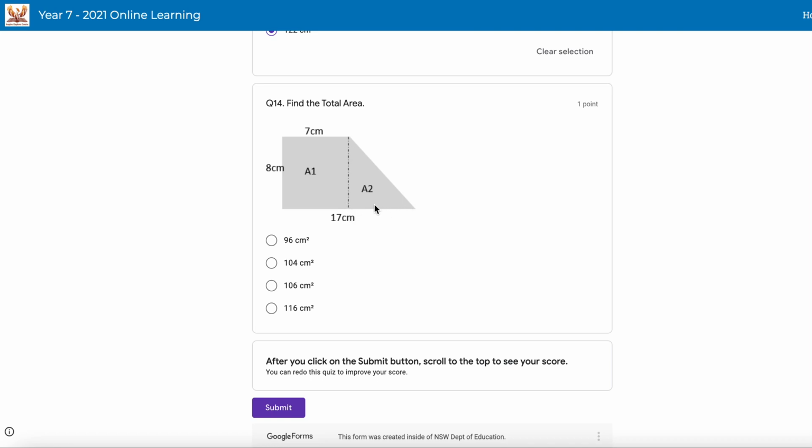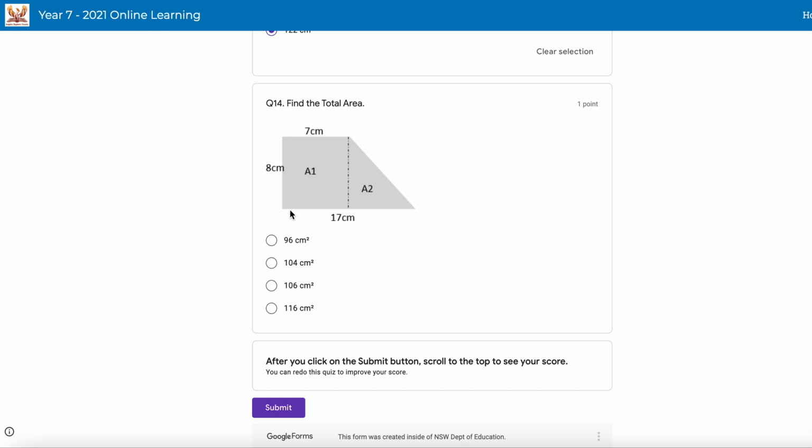But what's the base? We don't actually have a label for the base here. We don't have a value. So we have to work out what the base is ourselves. Now, it has told us that this total length here, the base of the whole composite shape, is 17 centimetres. And it's also told us that up here, this side is 7 centimetres. And now this side up here, well, that's opposite this side in the rectangle, isn't it? And opposite sides in a rectangle have to be the same. So if this is 7 centimetres up here, we know that this is 7 centimetres down here as well.